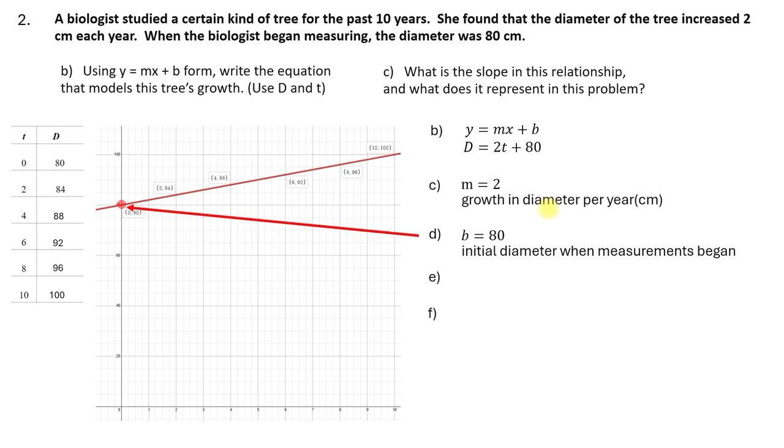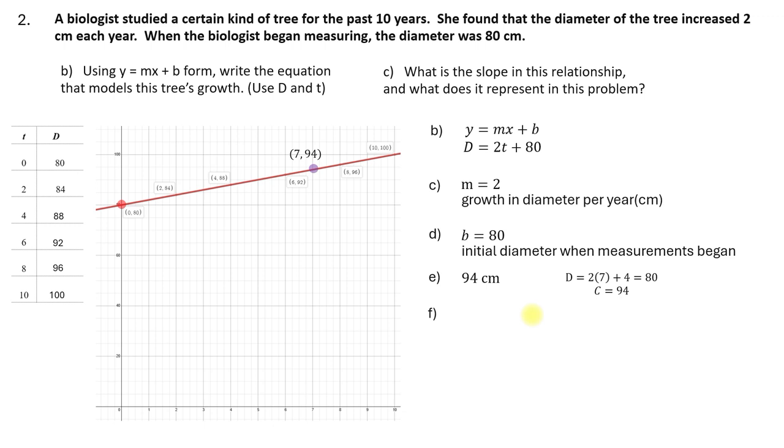Now we're asked, what was the diameter of the tree after 7 years? So what we can do is we can just move along our x-axis until we get to 7 years. And then directly vertical from there, we move up until we hit the graph. And then we just read what the measurement is at that point. So at 7 years, the diameter was 94, because that's what the y value is, or that's what the diameter value is at 7 years.